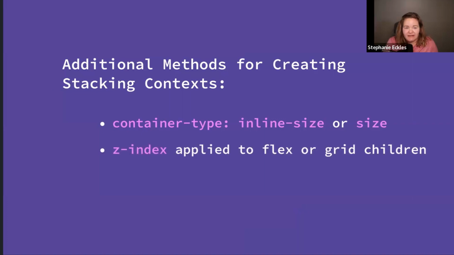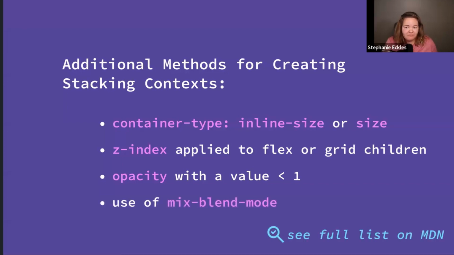Use of z-index also leads to new stacking contexts when applied to flex or grid children. Perhaps surprising properties that create a new stacking context are opacity with a value less than 1 and mix-blend-mode. I definitely encourage you to go out to MDN and check out the full list of conditions for creating stacking contexts, because there are a few others that can surprise you.